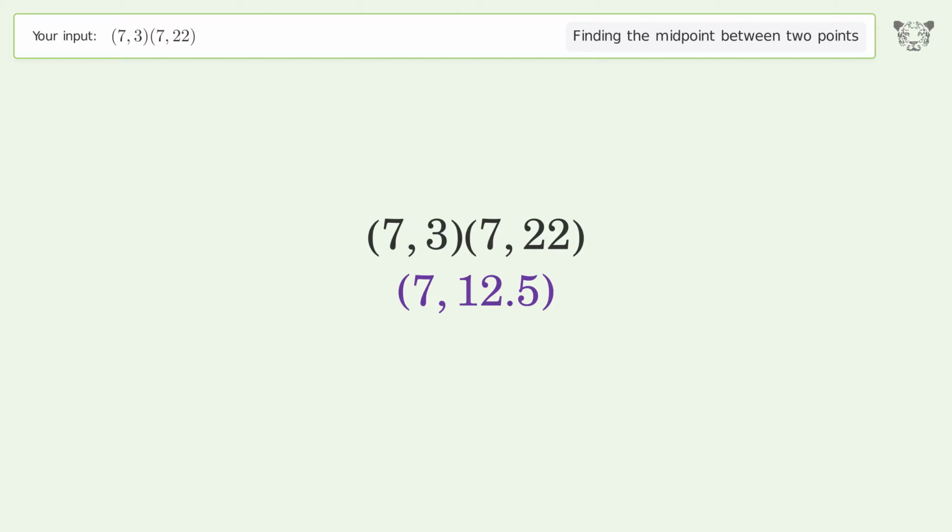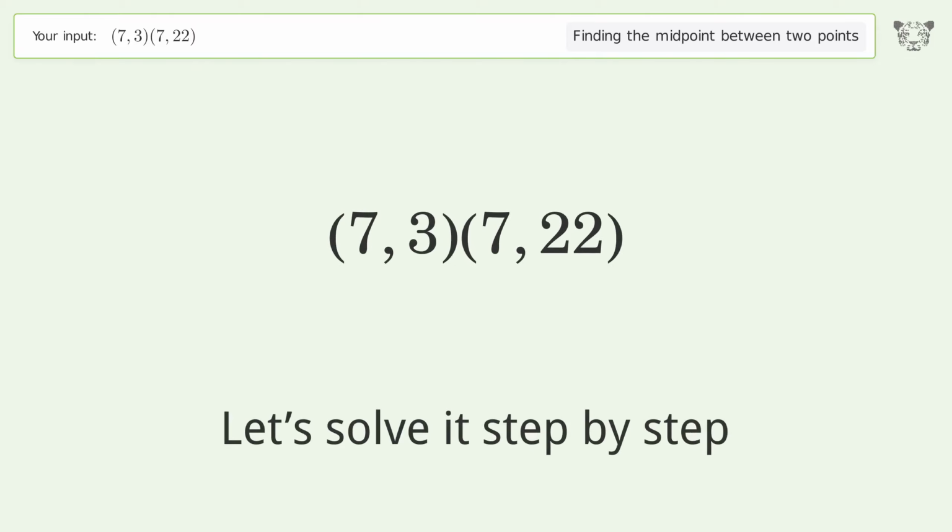You ask Tiger to calculate. This deals with finding the midpoint between 2 points. The midpoint between the 2 points is 7, 12.5. Let's solve it step by step. Plot the 2 points and calculate the midpoint using the formula.